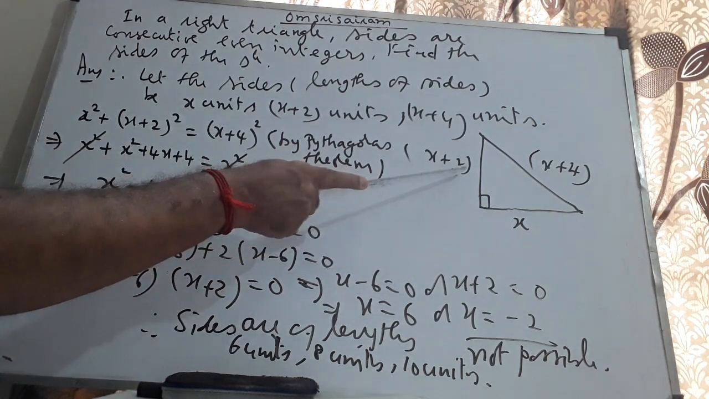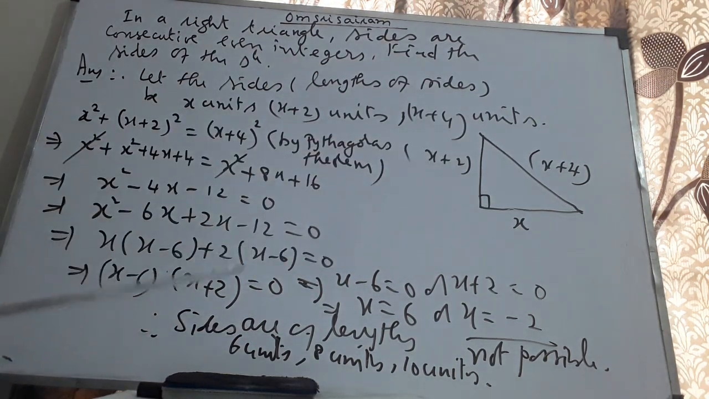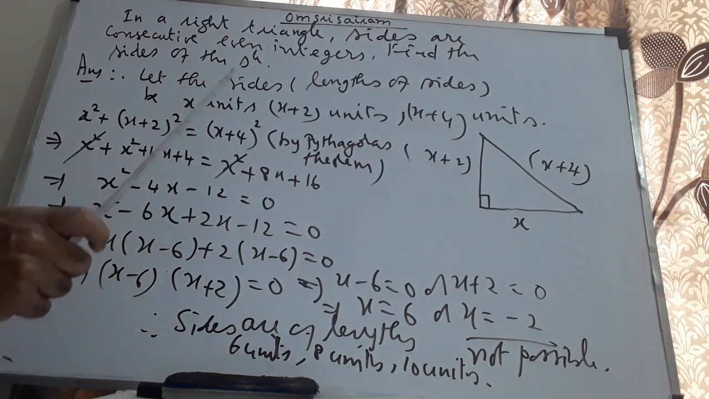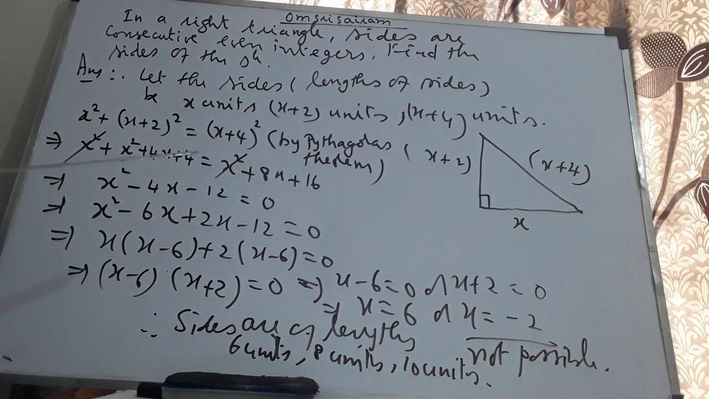6 square plus 8 square is 10 square. You know very well, 6, 8, 10 will be a set of Pythagorean triplet. It is called a Pythagorean triplet, a set of three numbers that satisfy the conditions of the Pythagorean theorem, or sides of a right triangle. Such a set of values will be called a set of Pythagorean triplet. It's a combination of three numbers. Therefore, it is called Pythagorean triplet.